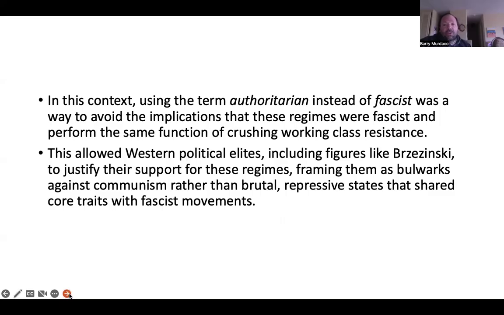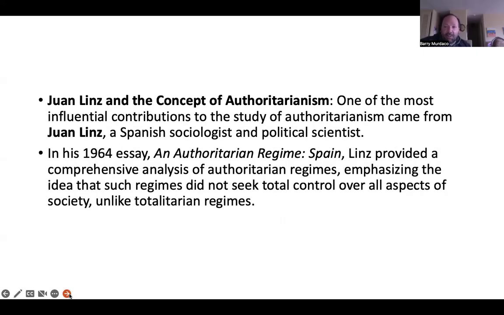In this context, using the term authoritarian instead of fascist was a way to avoid the implication that these regimes were fascist and performed the same function of crushing working class resistance. So again, going back to Trump, calling Trump an authoritarian is not really an alternative to calling him a fascist. You're basically calling him a fascist, but using a more generic, sanitized term. And I could go more into the Cold War aspects of this, but I'll try to move things along.